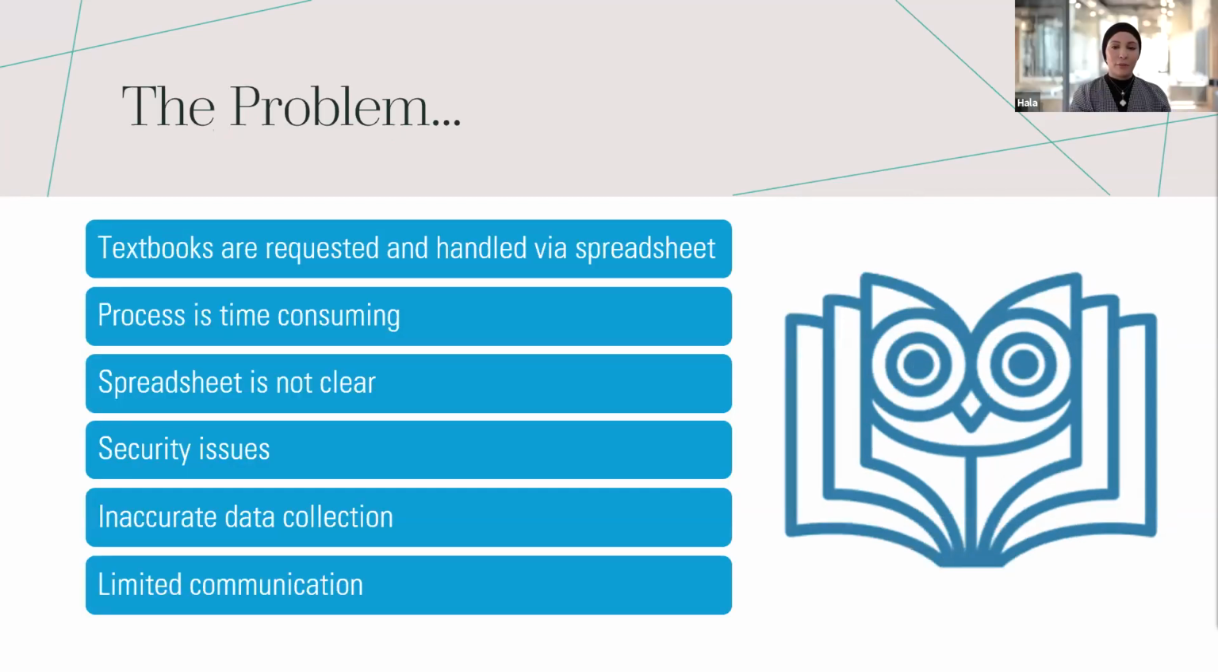Let's take a look at the problem of the previous system. Textbooks were being requested and handled via spreadsheets. Collecting data took a lot of time due to multiple faculty members having to enter and approve course material redundantly. There was unclear data entry, and security flaws due to files being accessed by multiple individuals who may not be authorized to make any changes. Errors resulted from using an outdated system, such as shared files and emails that can be modified incorrectly. Limited communication, collaboration, and file sharing were difficult to manage between the department and the bookstore.